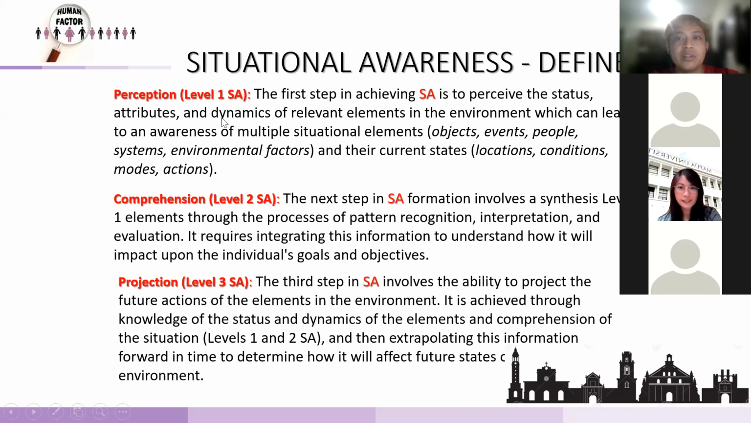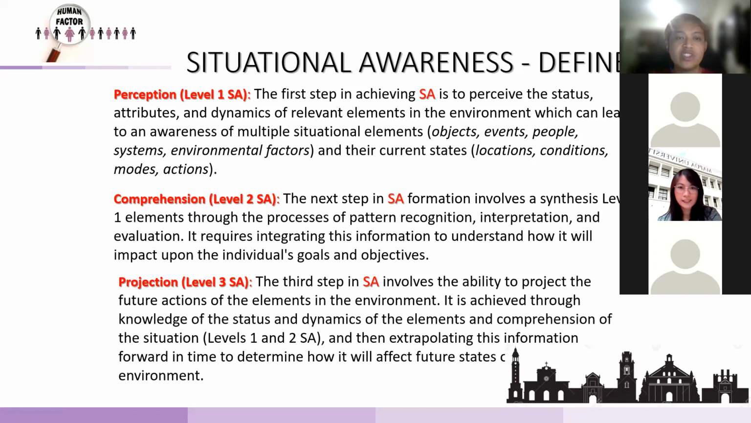The first, perception. Look at this one. We identify the situation around you, and you see the objects, the events, the people, the system, the environments, and so on, and their current states: the locations, conditions, modes and actions. So at your current situation, you have some kind of perception of your surroundings.